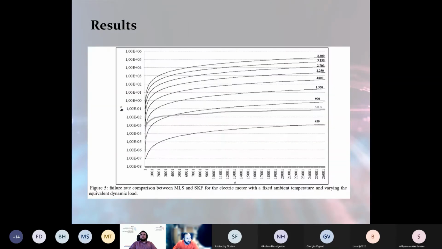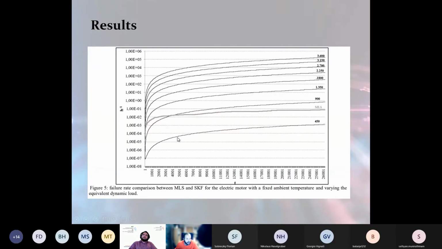In the end, we provide these results that compare the military standard. You can see the gray line with respect to the other lines that have been computed using the SKF. So the main comparison is that the SKF can show the variation with respect to the equivalent dynamic load. Of course, this is just a picture because, for example, in this case, the failure rate is fixed with 450 of dynamic load. But with the simulator, we can also change dynamically the equivalent dynamic load.